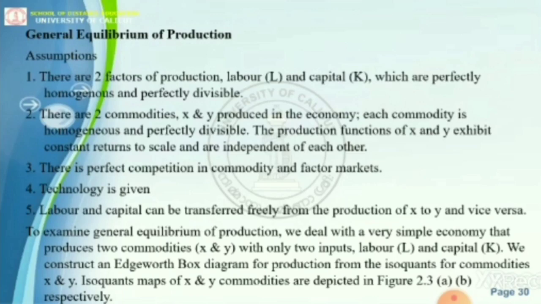So, there are no assumptions here that you don't know. So, to examine the general equilibrium of production, we deal with a very simple economy that produces two commodities with only two inputs, labor and capital. We construct an Edgeworth box diagram for production from the isoquants of the two commodities X and Y. Isoquant maps of X and Y commodities are depicted in the following figure.